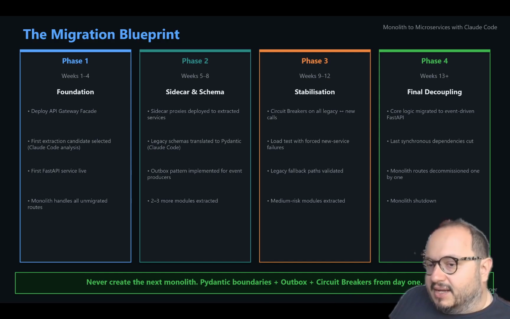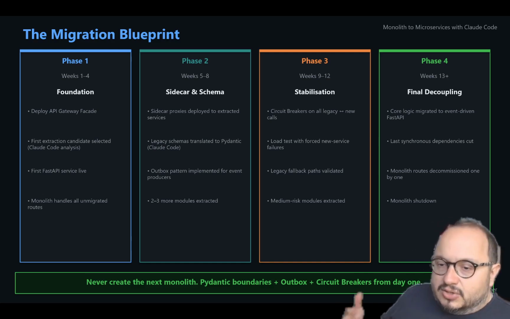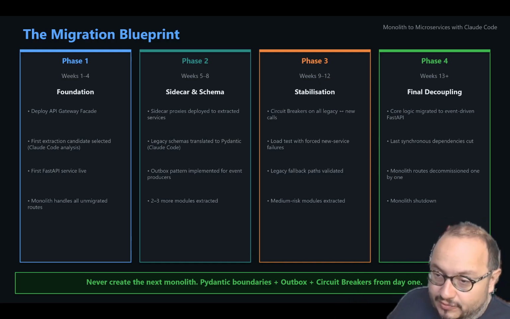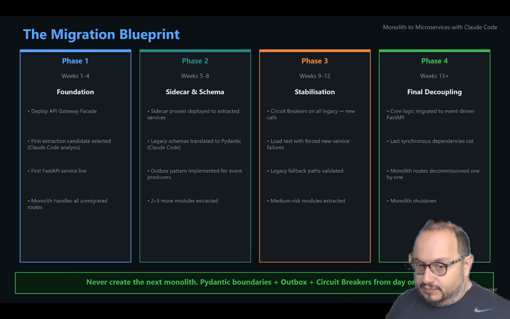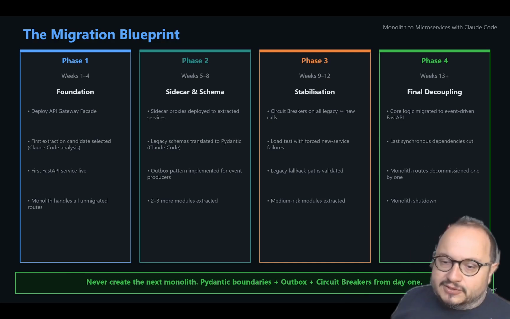Circuit breakers and stabilization. Instrument all calls between legacy and new services with circuit breakers. Run load tests with intentional new service failures to verify legacy fallback paths. Complete extraction of medium-risk modules. That's it. Phase 4, weeks 13 plus, wherever it goes.